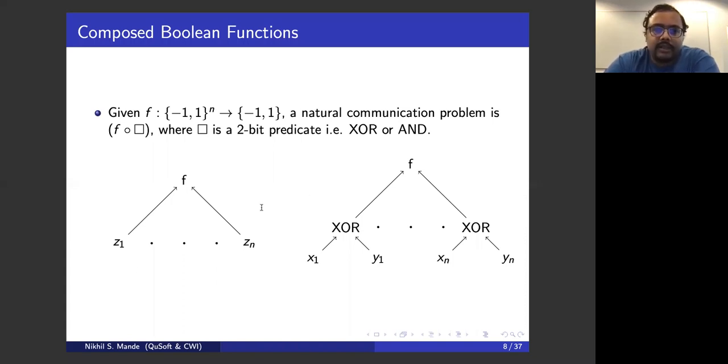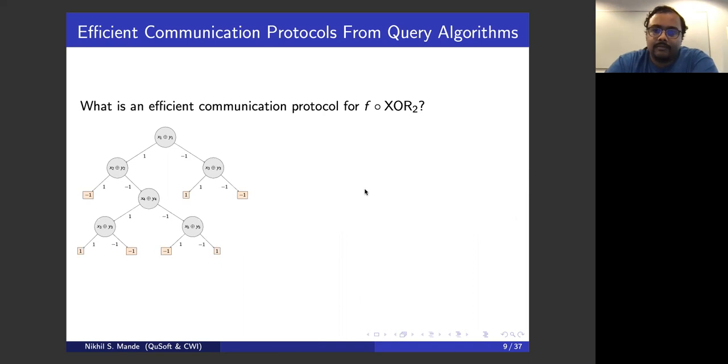And now I'm going to argue that given an efficient query algorithm for f, you can come up with an efficient communication protocol for f of XOR. So this is exactly the same decision tree that I drew in the first few slides. So let's say you had an efficient query algorithm in the classical setting. In other words, let's say you had an efficient decision tree that computes f. And let's say at the root, that decision tree queries the first variable. So it queried what's the value of Z1.